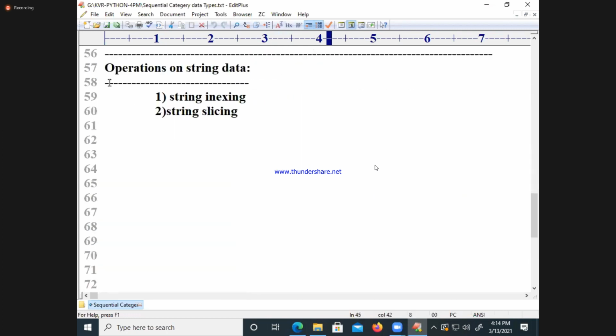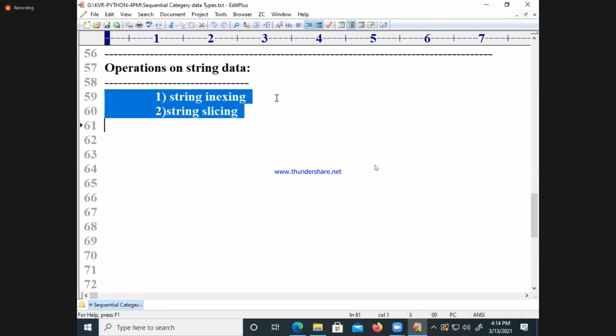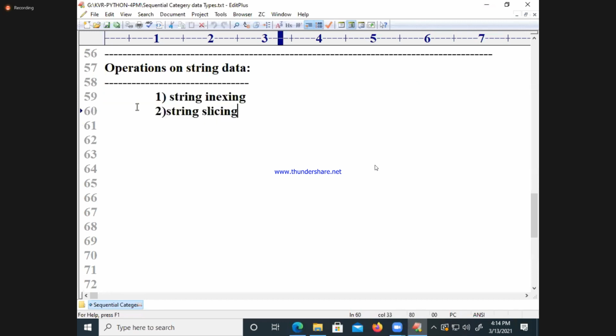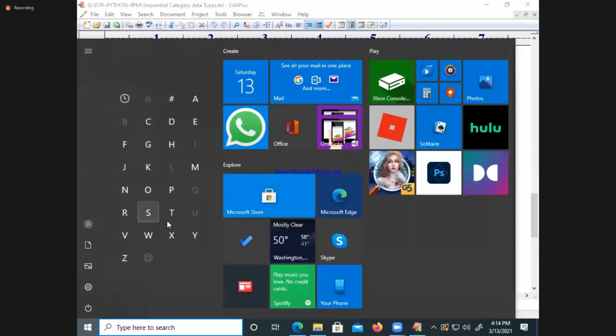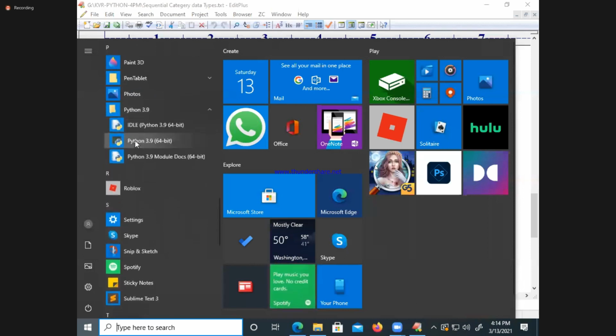Next, we will go for operations on string data. How many operations? Two operations we will go for. Okay, so is anything written under this? Diagram also, memory diagram? Not written. Okay, so let us go to the Python environment once. Already we did it, just recapitulating the part.